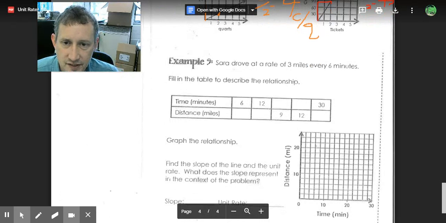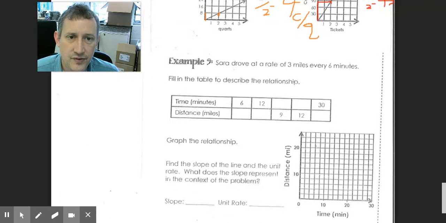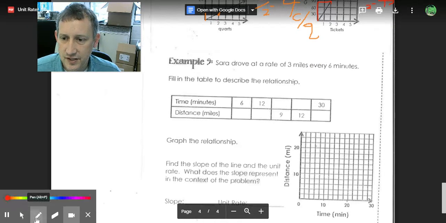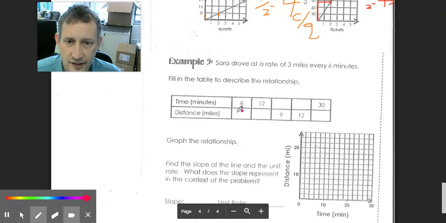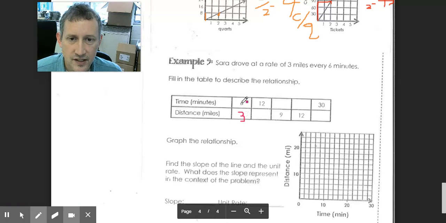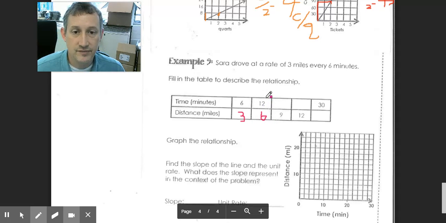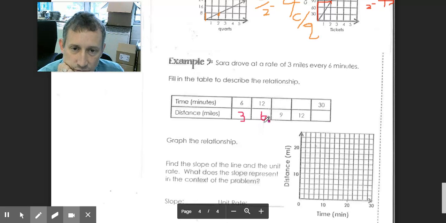here's your last one. Let's go and fill this out. We have a rate of 3 miles every 6 minutes. Guess what number is going to go right here? 3. Okay, 6 is doubled, so that means 3 is doubled. See, that's 6 times 2. So that means we're going to do 3 times 2. Okay, this one, we're adding 3 more. So up here, we're going to add 6 more.